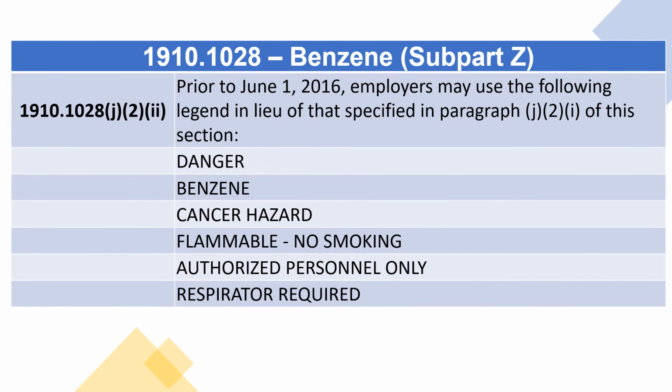1910.1028 J(2)(ii). Prior to June 1, 2016, employers may use the following legend in lieu of that specified in paragraph J(2)(i) of this section: Danger. Benzene. Cancer hazard. Flammable, no smoking. Authorized personnel only. Respirator required.